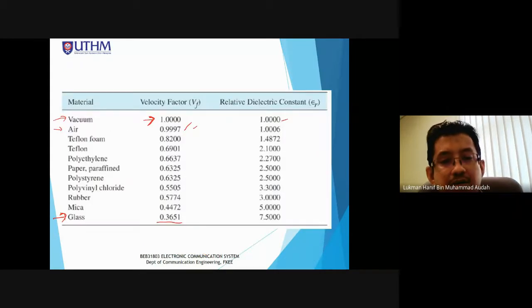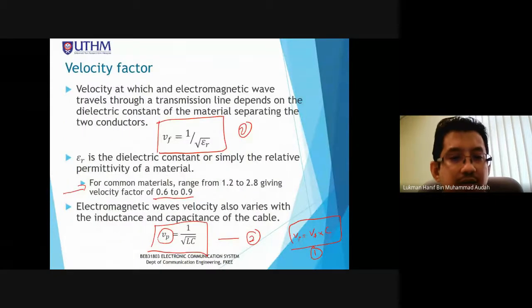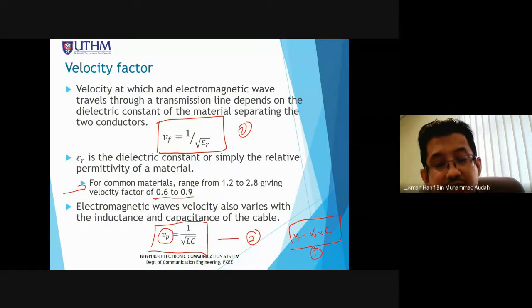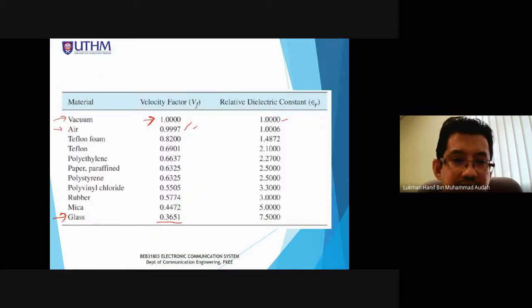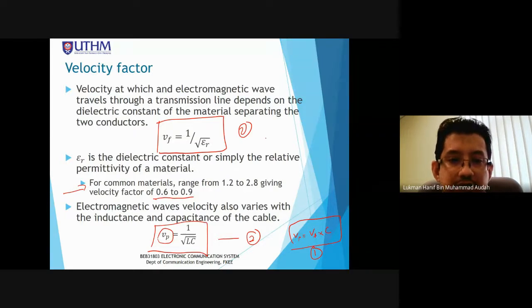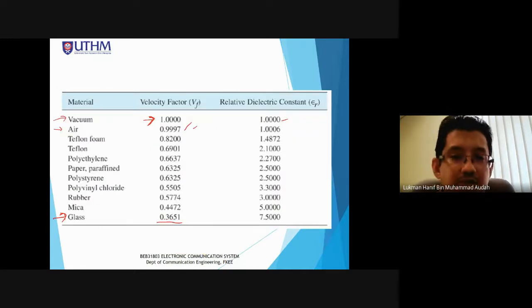Okay, dielectric constant kita boleh menggunakan persamaan yang ini tadi. Persamaan ini kita boleh mencari nilai dielectric constant berdasarkan nilai VF, velocity factor. Okay, we can find the dielectric constant based on the value of VF. So epsilon R is equal to 1 over VF, squared. Okay, we can find the epsilon R. Okay, so ini untuk different kind of materials.